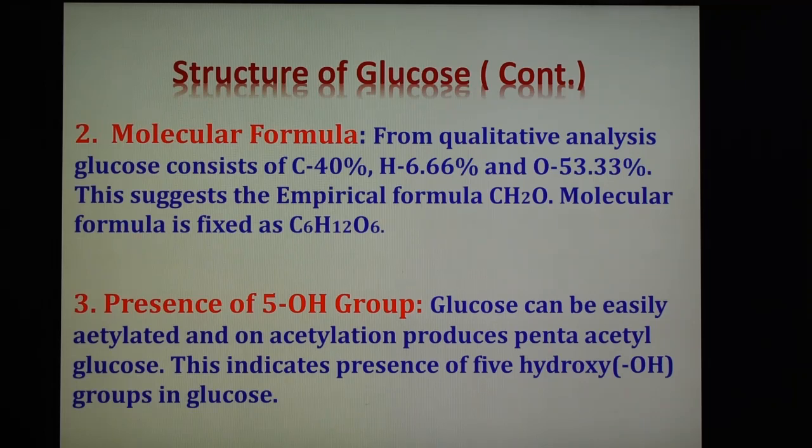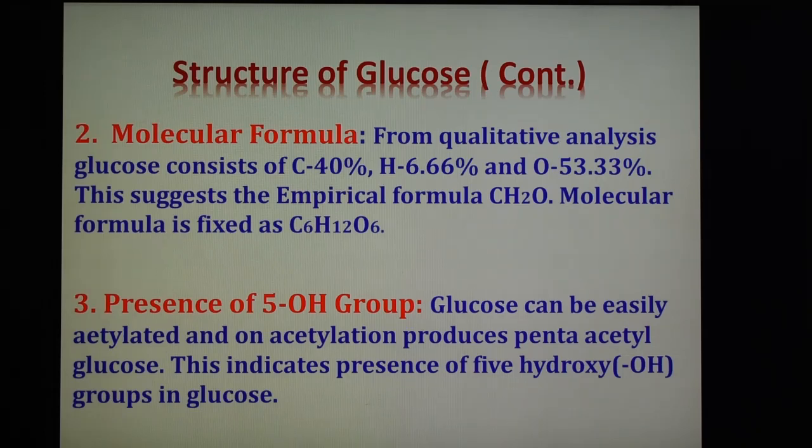So the molecular formula we can write as C6H12O6. The third step is the presence of 5 OH groups. In glucose, 5 OH groups are present, and this suggests that glucose can be easily acetylated, and on acetylation the product penta-acetyl glucose is formed. This indicates the presence of 5 hydroxy groups, and glucose is quite stable and does not lose a water molecule easily. This indicates that all the 5 hydroxy groups are attached to 5 different carbon atoms.